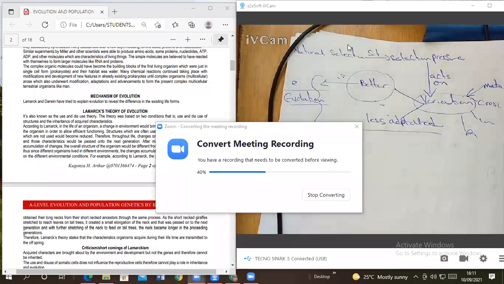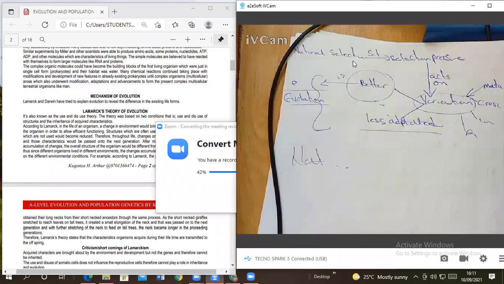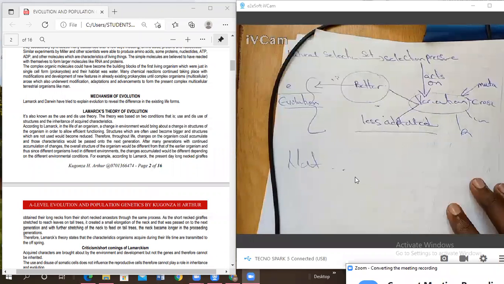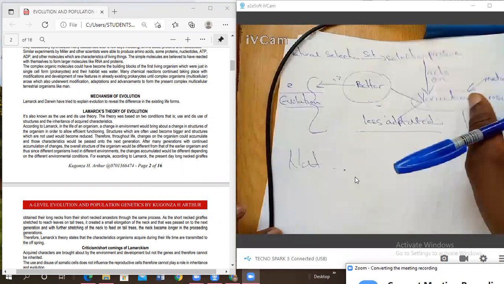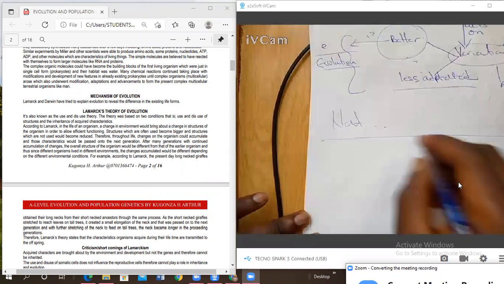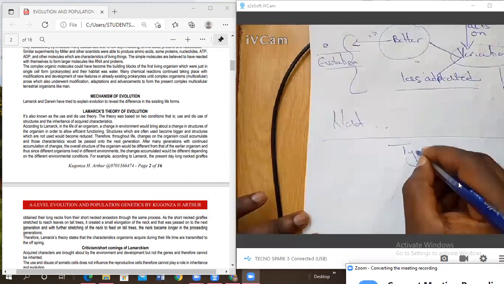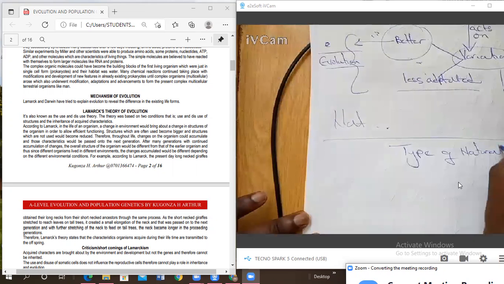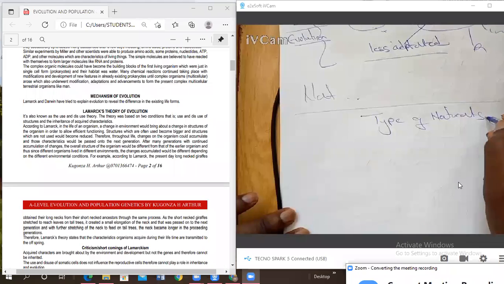After looking at that, we are going to look at types of natural selection. We have three ways by which natural selection occurs. Therefore, tomorrow they will ask you about types of natural selection.